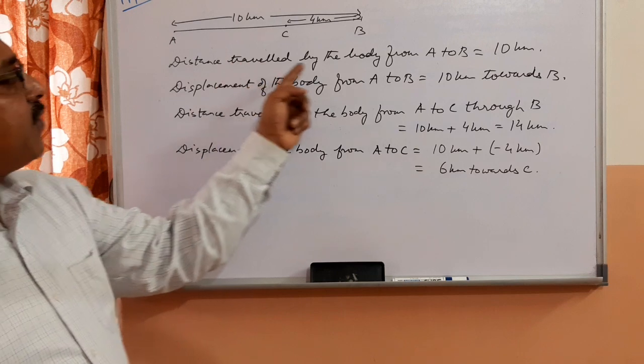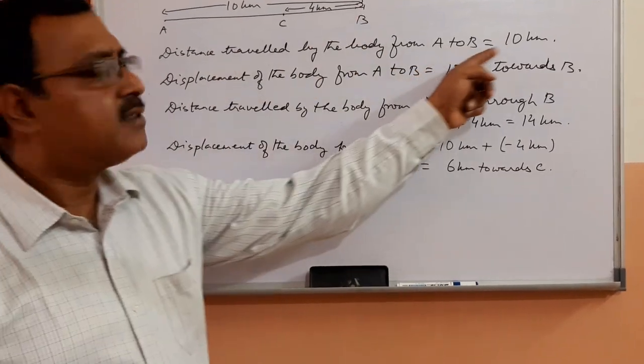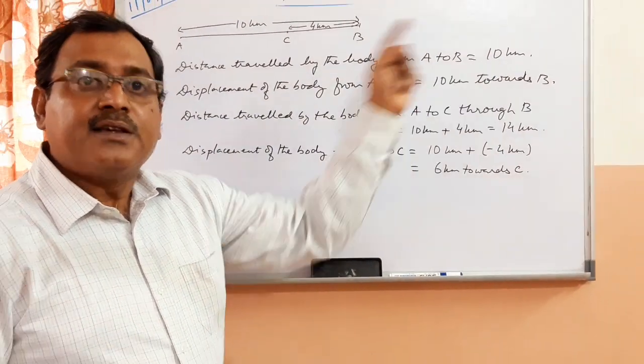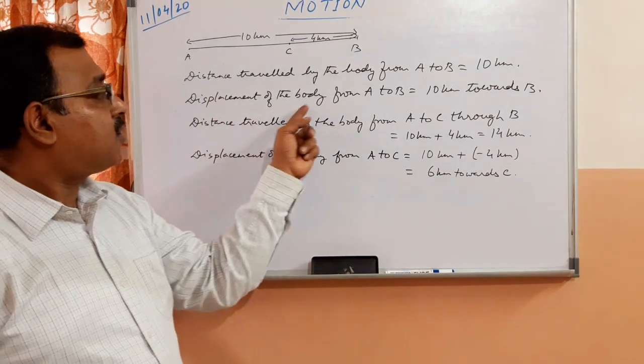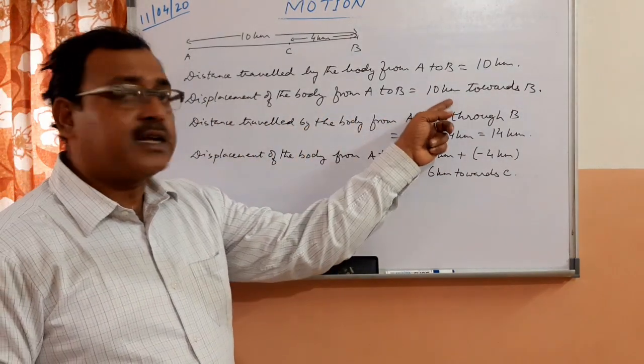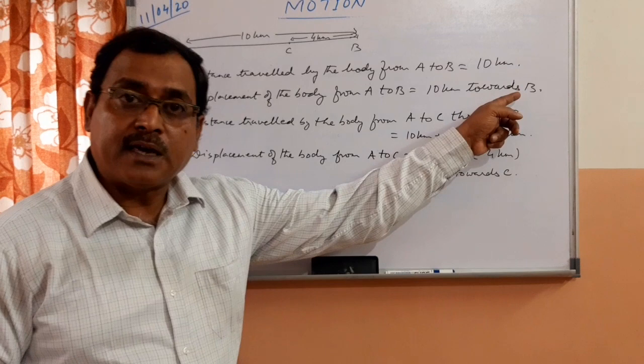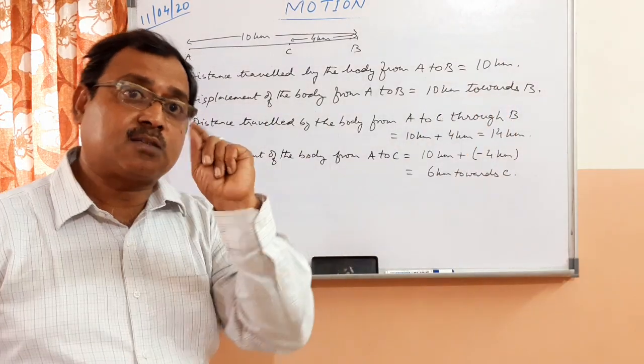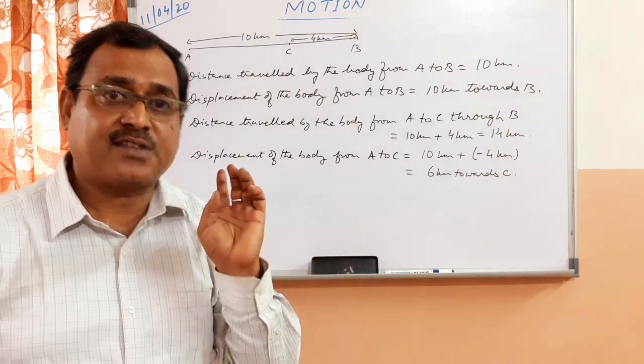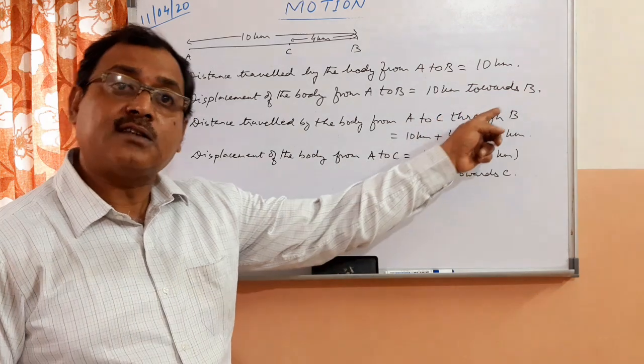Now distance travelled by the body from A to B, that is 10 km. Similarly, displacement of the body from A to B is also 10 km, but it is towards B. Towards B. So whenever I am saying displacement, direction is necessary. That is why I have written here towards B.